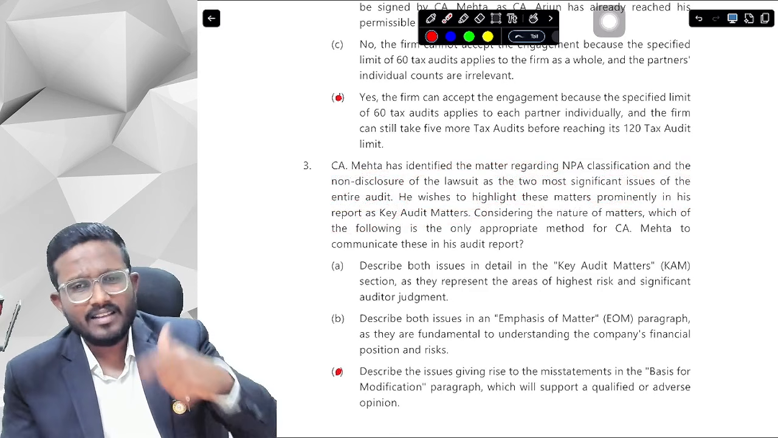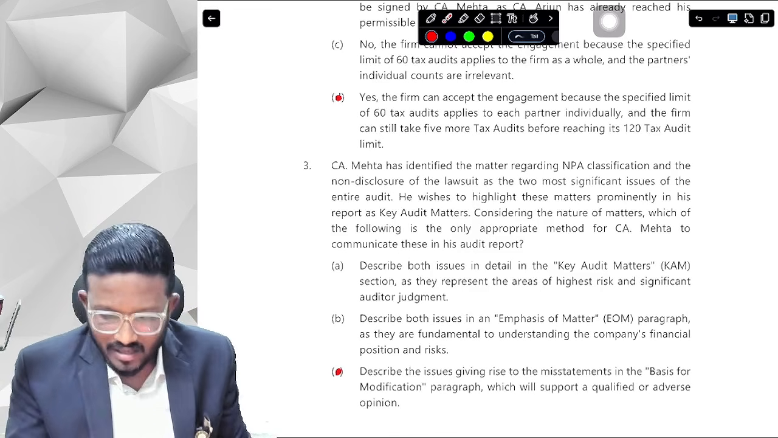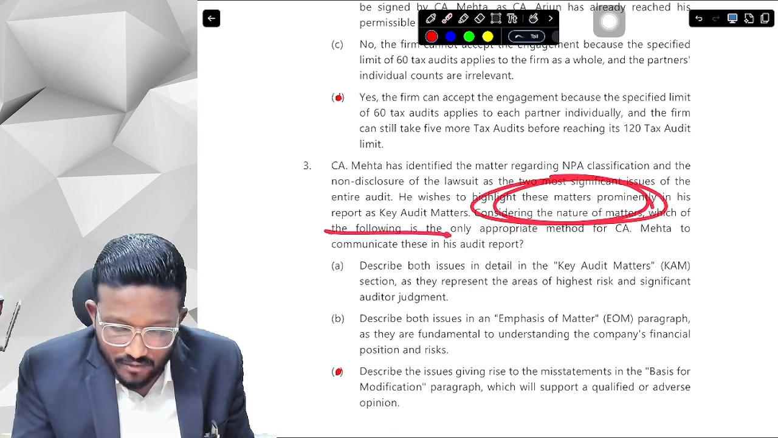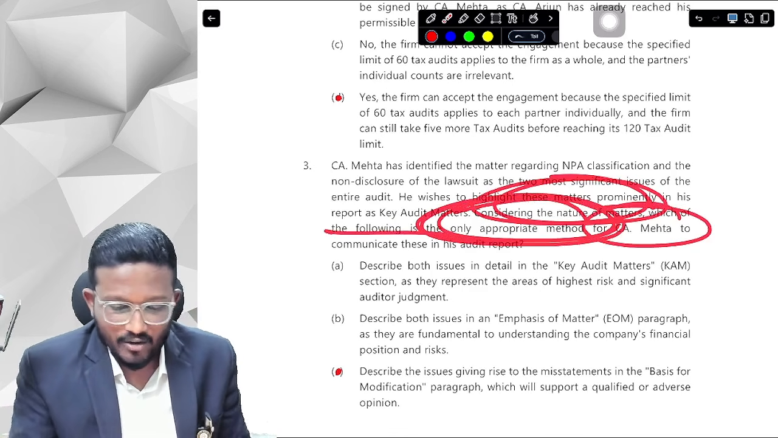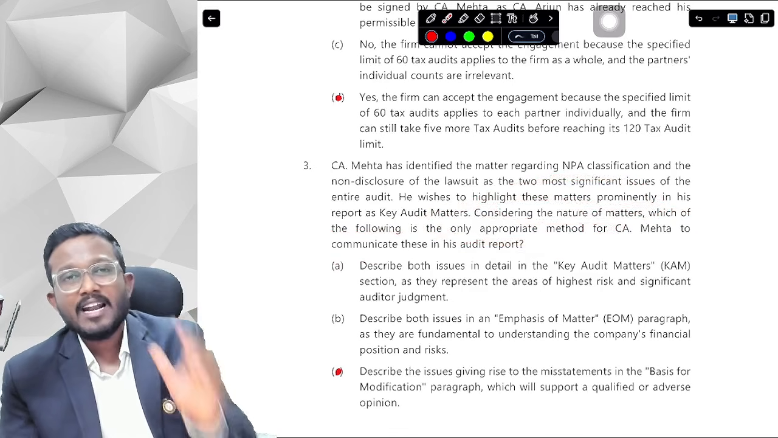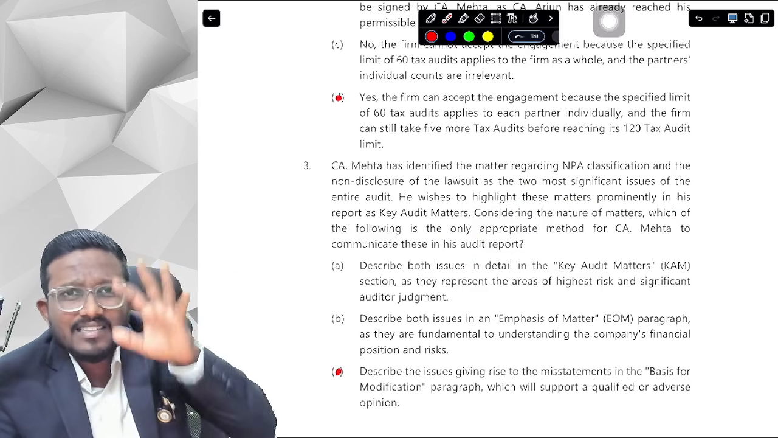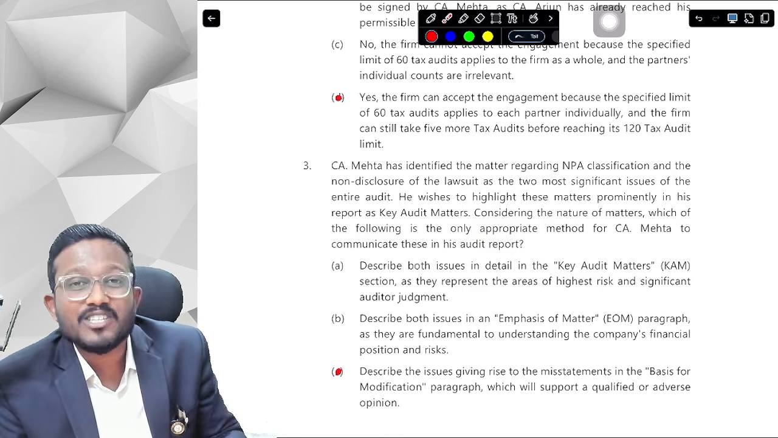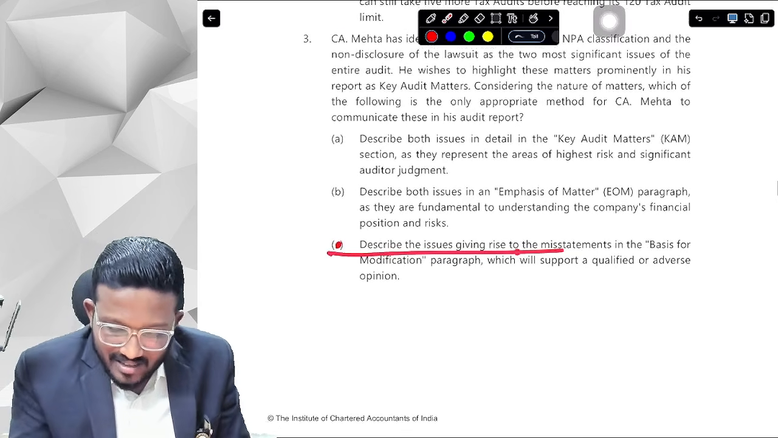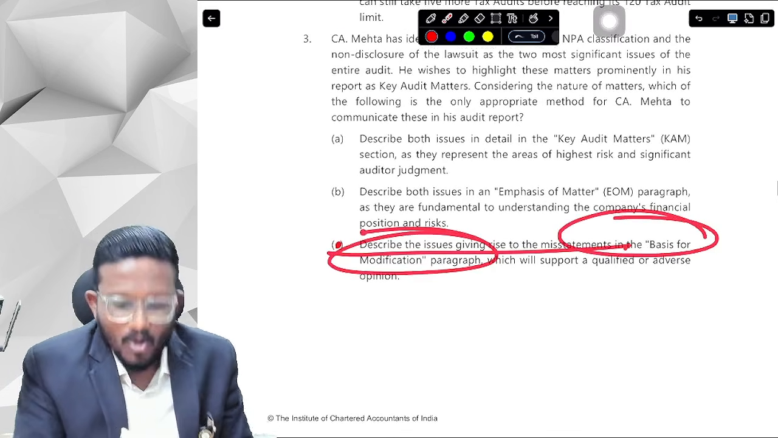We are thinking to highlight these matters as a key audit matter. Considering the nature of matter, which of the following is the only appropriate method for CA Mehta to communicate in this audit report? Now tell me, if there is a material misstatement in the financial statements, can I highlight this as a key audit matter? No sir. Then which is the only method, sir? The only method is to describe them in basis for modification paragraph.